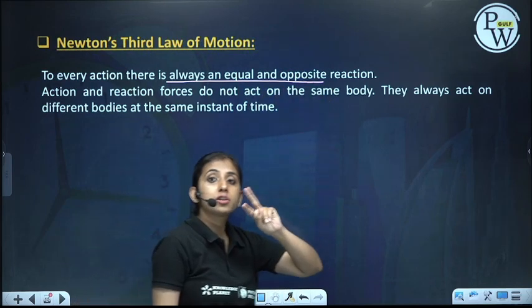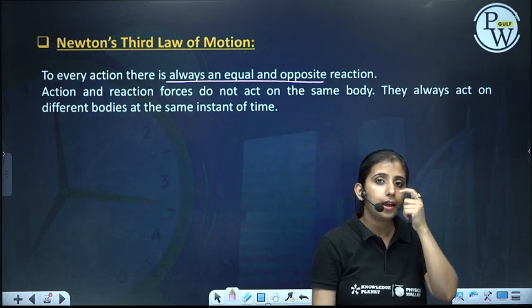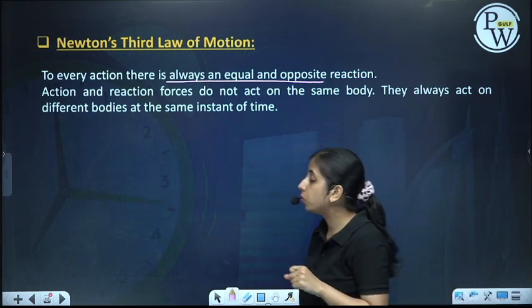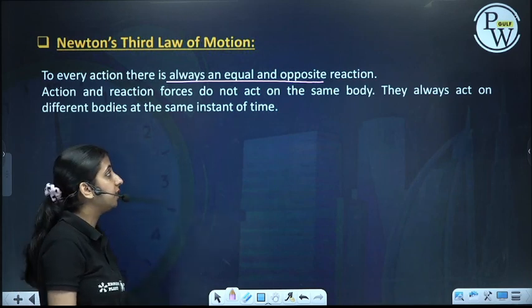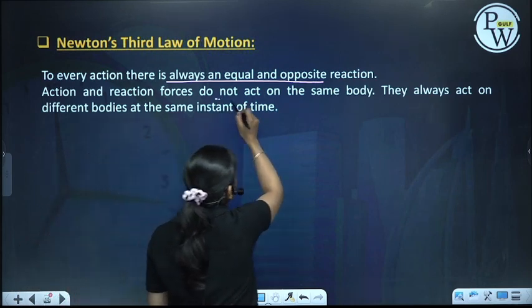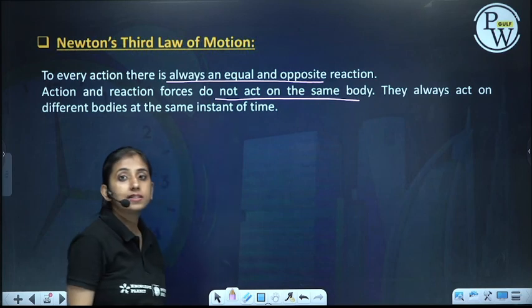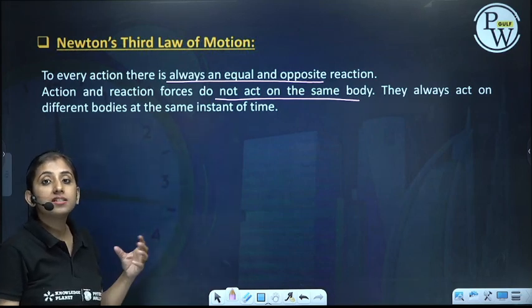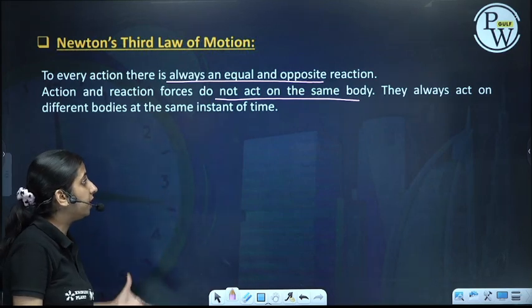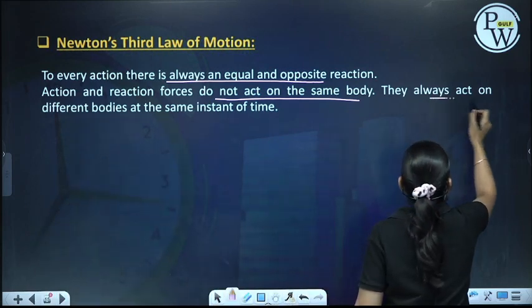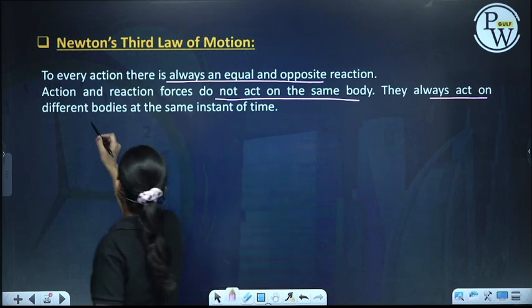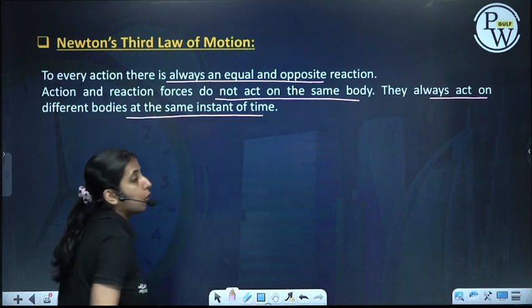Now these action and reaction forces always act on two different bodies. These action and reaction forces do not act on the same body. They always act on two different bodies, and they act at the same time, at the same instant of time.